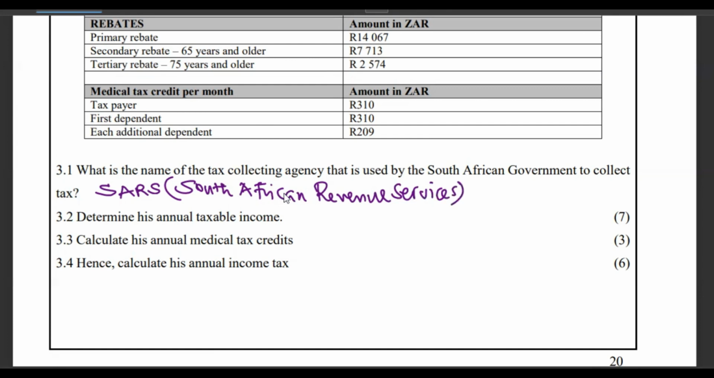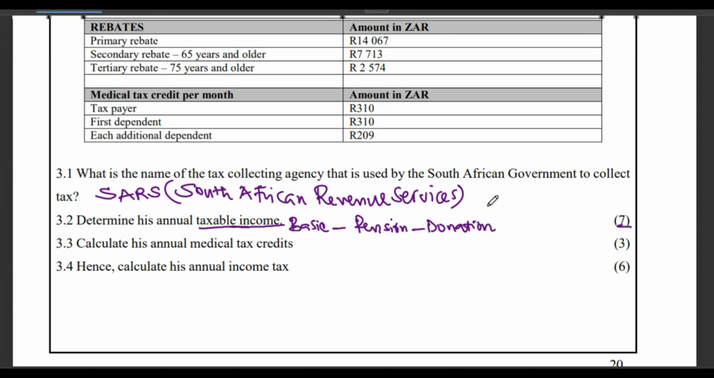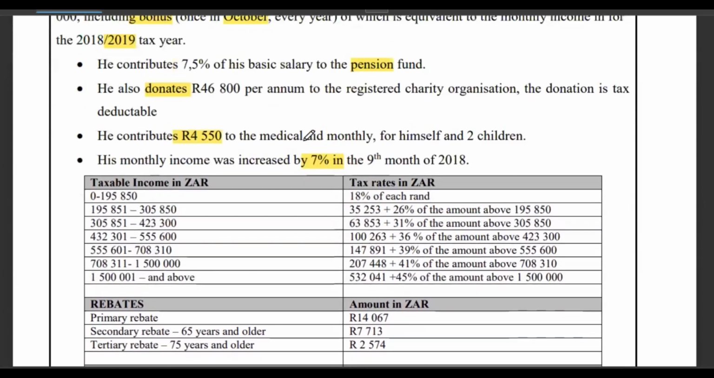That's what we use. Then determine his annual taxable income. How many marks? 7 marks. So you're going to get the basic, you minus pension, you minus the donation. For now, that's what you're going to deal with. There's no UIF, and we said UIF is not subtracted. So you subtract pension, you subtract donations.